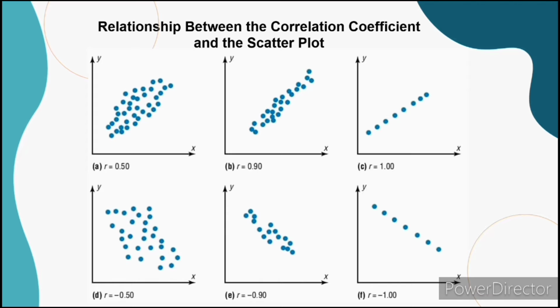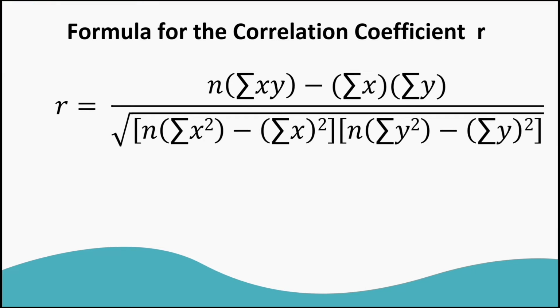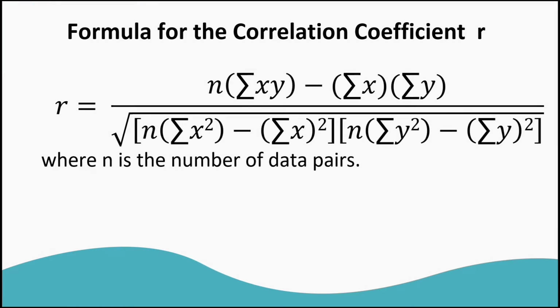Next, we have r equal to 1.0. This is a perfect positive relationship. The ones below are examples of negative relationship. We have r equal to negative 0.5, r equal to negative 0.9, and r equal to negative 1. So this is the formula for calculating the sample correlation coefficient.